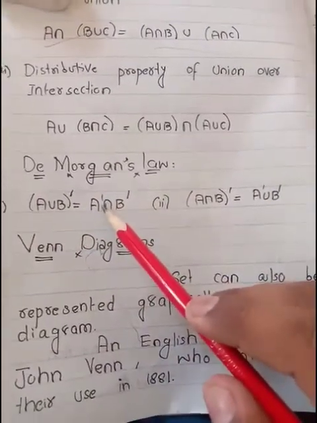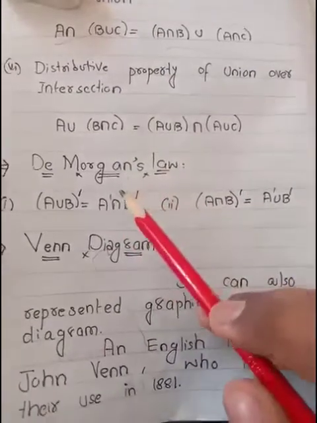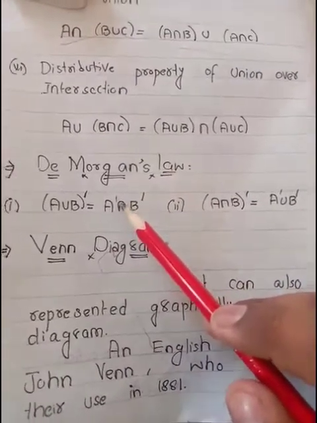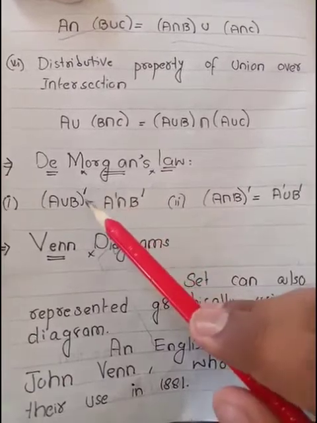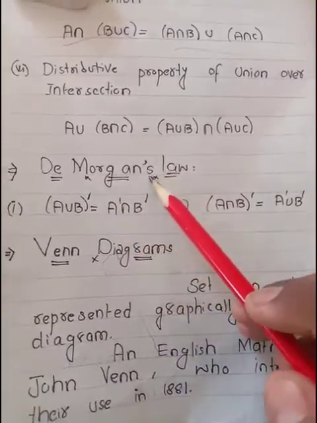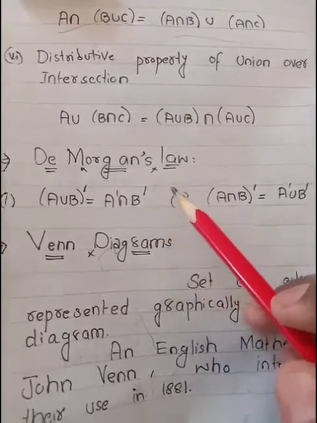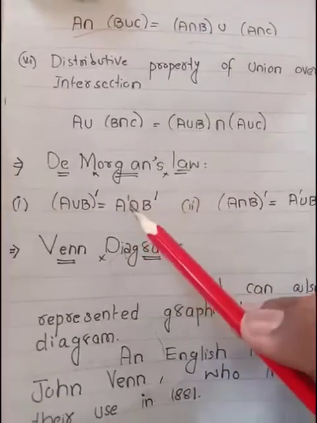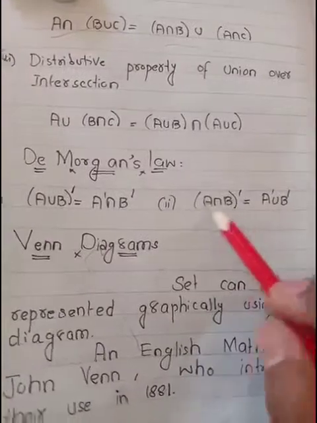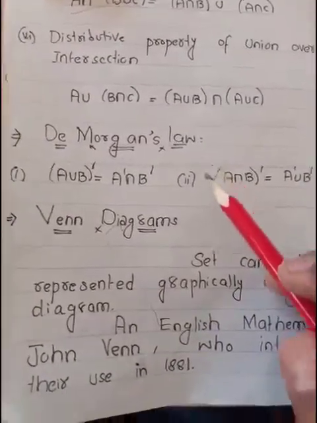Sometimes it happens that this question comes in the paper, and in the paper it is asked to find the De Morgan laws, so you have to remember these two laws, and they will help you in the examination. So this is your first De Morgan law, and this is the second De Morgan law. These are the two De Morgan laws.